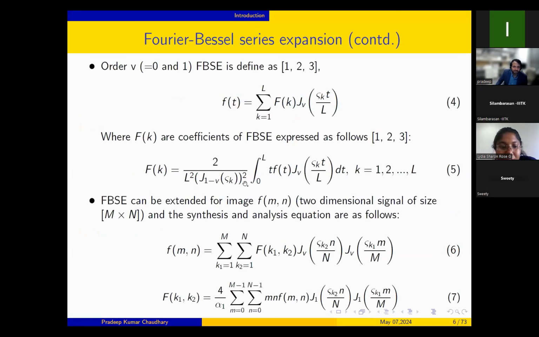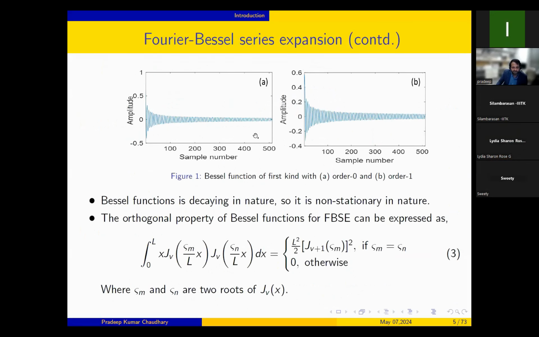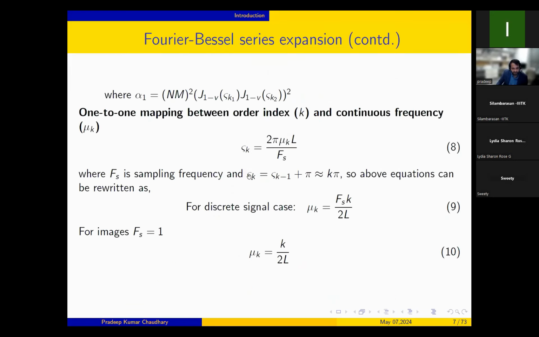Before going through this, I want to say that the Bessel function follows the orthogonality property at its zero crossing points, where zeta m represents the mth zero crossing point of this function. We can say that each consecutive zero crossing has a difference of approximately pi. So any zero crossing can be considered approximately equal to k pi. That means if you know the first zero crossing point, we can easily find the other zero crossing points.